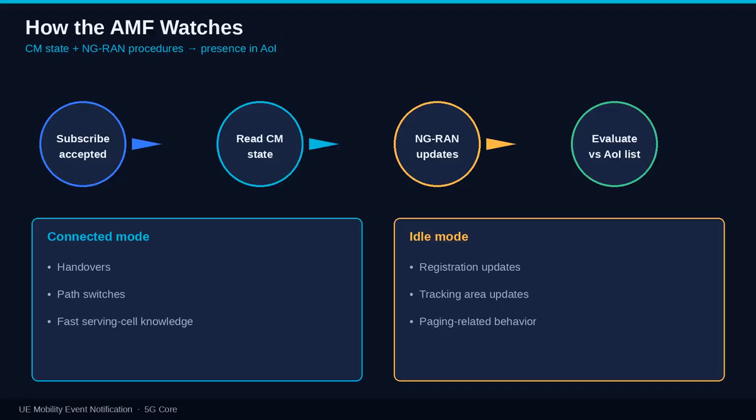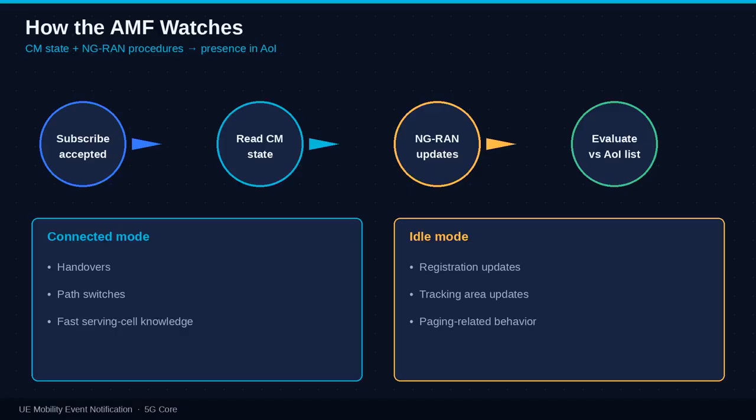Subscription is only half the story. How does the AMF actually know? The source is precise. When an NF consumer subscribes, the AMF tracks the UE's location considering the UE's CM state, connection management state, and using NG-RAN procedures in order to determine UE presence in the area of interest.